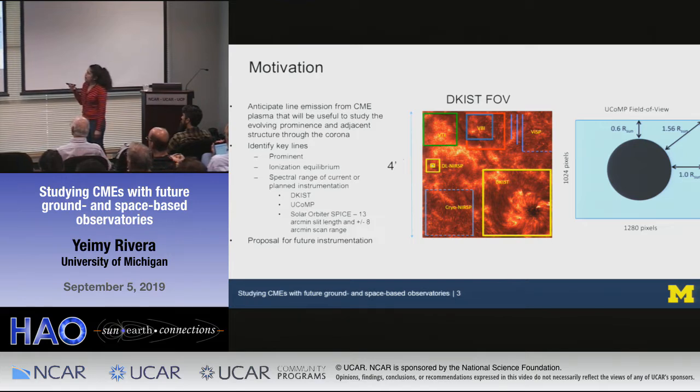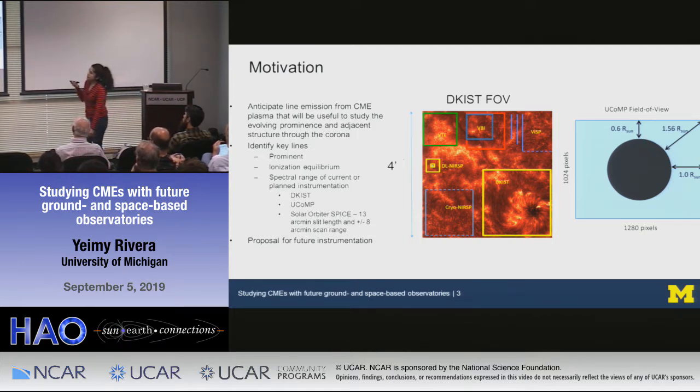While UCOMP, so UCOMP is the upgraded version of COMP, if you're familiar with COMP. Both of these instruments are looking at the visible and near infrared. But with UCOMP, the field of view is expanded out to 2 solar radii. So together, if you're lucky and happen to capture a CME with both these instruments, you may be able to study the release and also the evolution out to a couple solar radii from the surface.